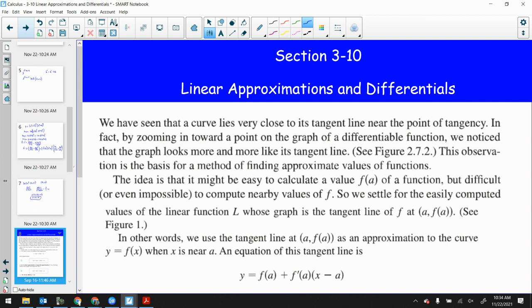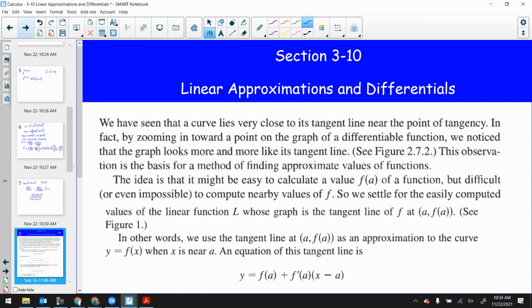Now, we've seen that a curve lies very close to its tangent line near the point of tangency. In fact, if we zoom in toward a point on the graph of a differentiable function, we notice that the graph looks more and more linear the more we zoom in. If we zoomed in on an exponential function, even though we know it curves, and I zoom in as far as I can, the function stops looking exponential and starts looking linear.